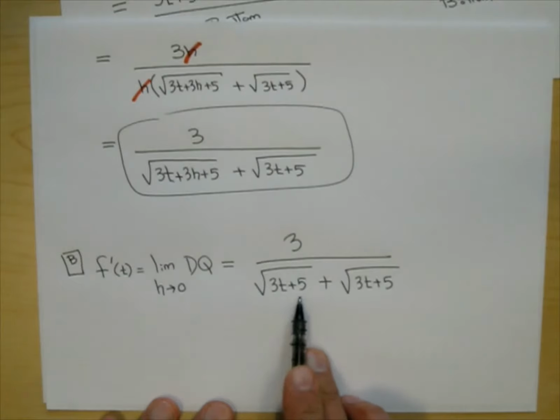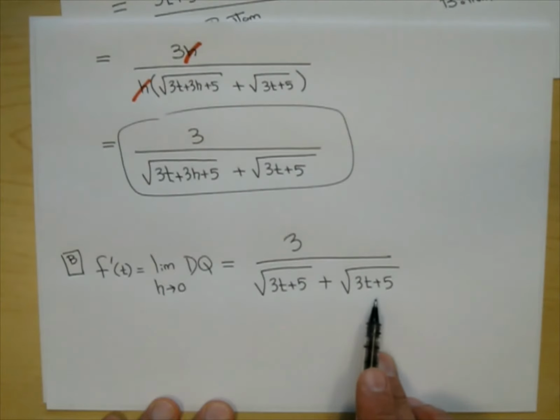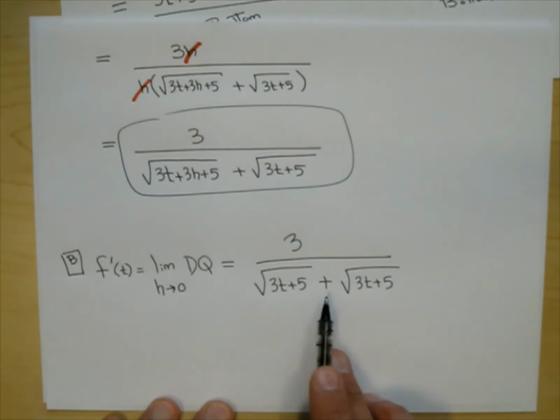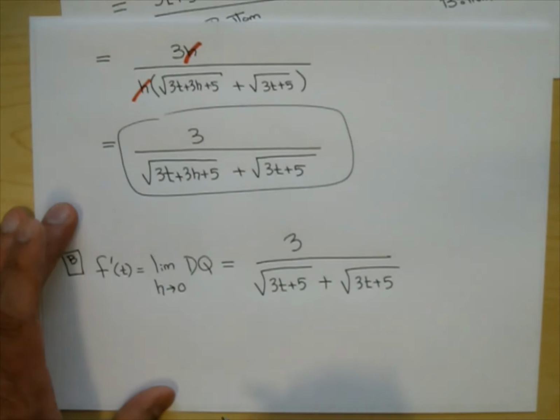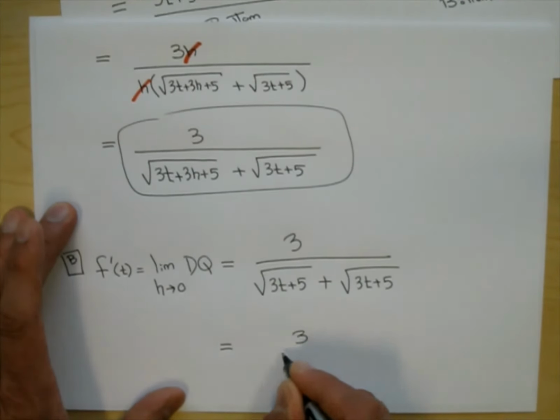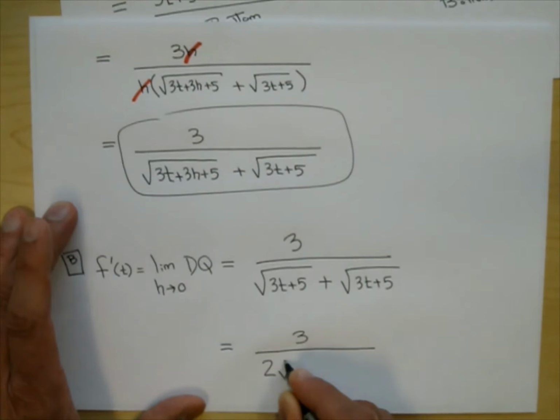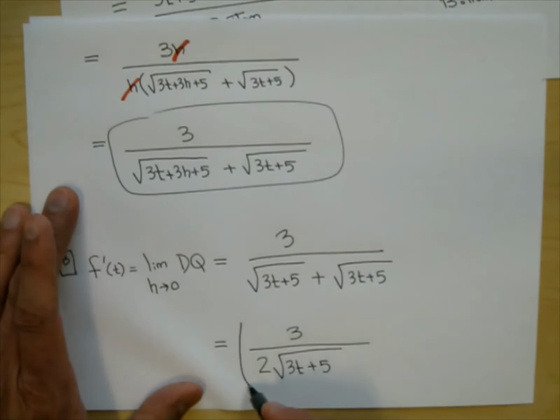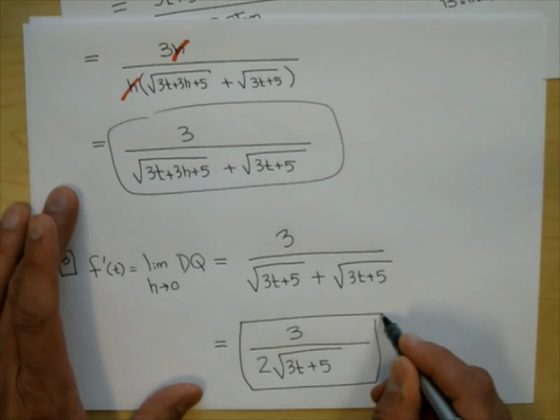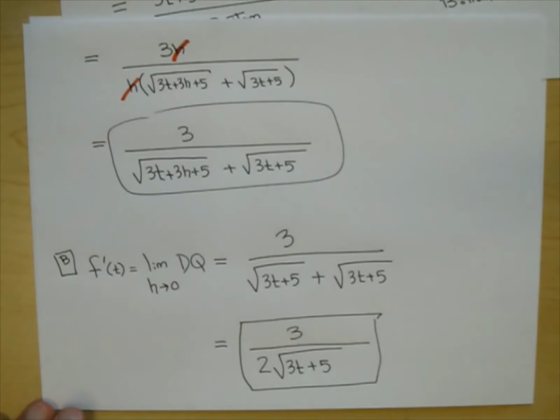So I have two of these creatures here on the bottom. It's almost like if I had a w plus a w would give me 2w. Well, I have this creature plus this creature gives me two of those creatures. So my final answer is going to be this: 3 on the top, 2 of these creatures, which happen to be root 3t plus 5. And here's the derivative. Now at this point, we don't know how to use shortcuts to take the derivative of our original function, which was root 3t plus 5. But after the chain rule, we'll know how to do problems like that.